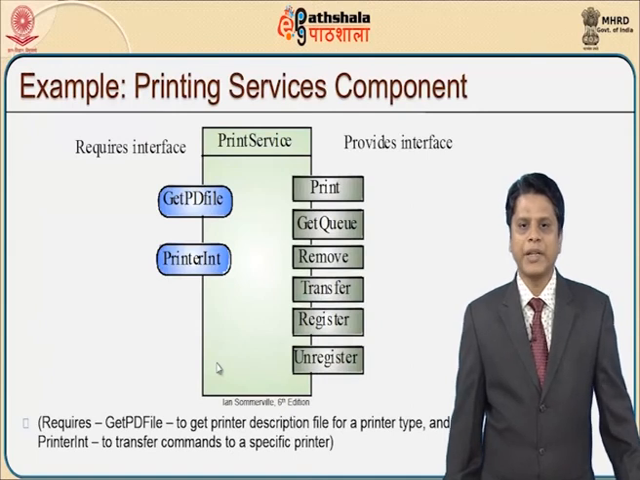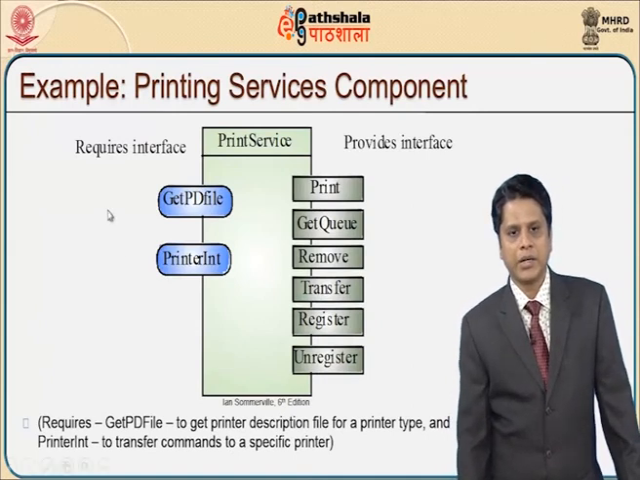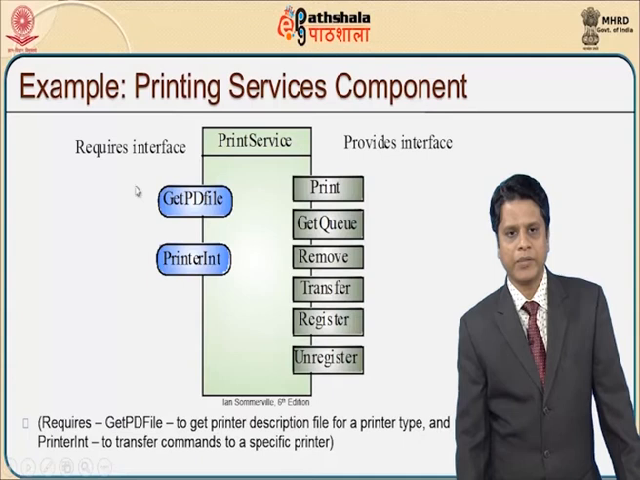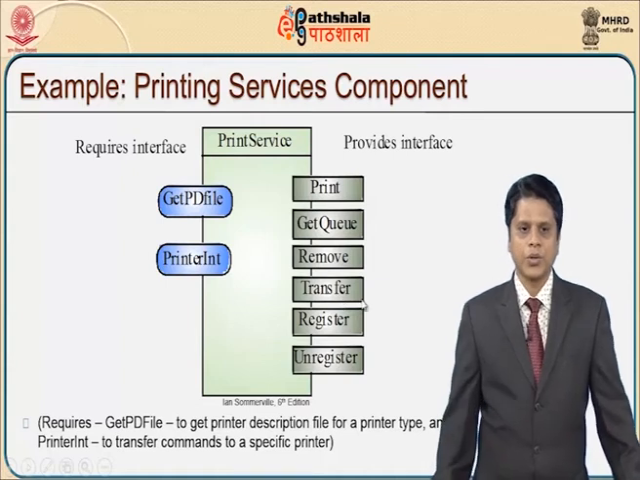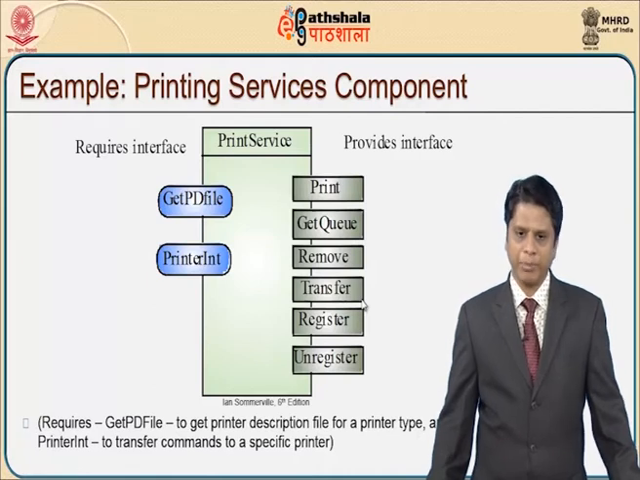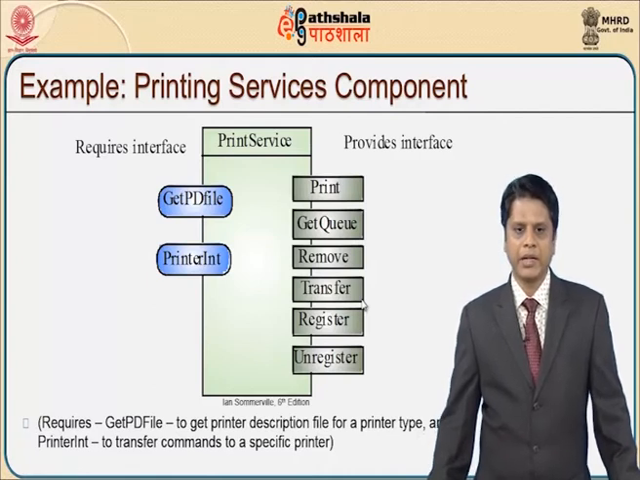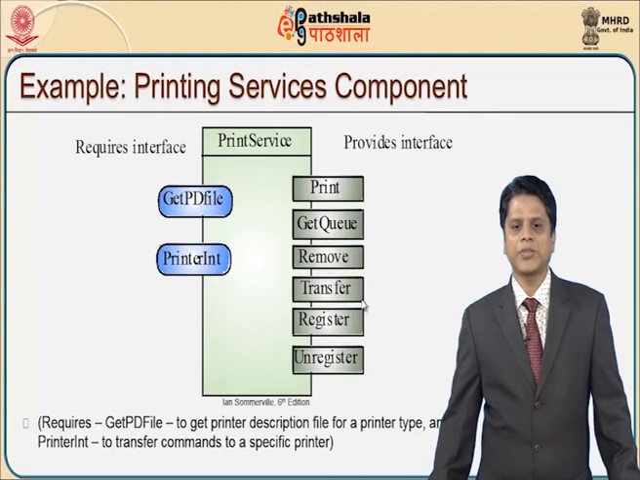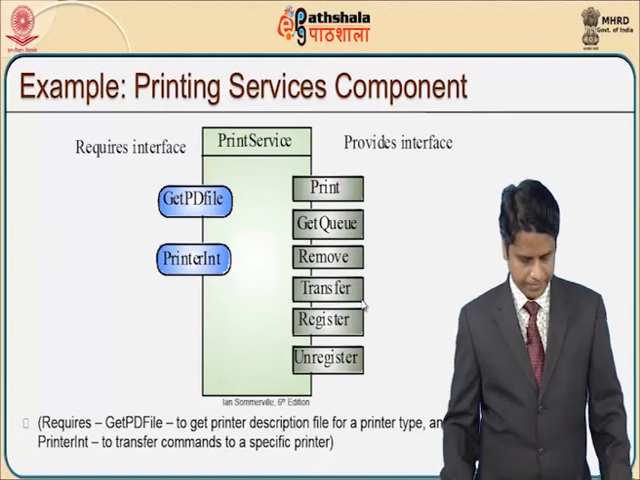So for this print services component, we have a requires interface which gets the PDF file or printer interface, and it provides services like print, get queue, remove, transfer, register and unregister. Requires get PDF file to get the printer description file for a printer type, and printer interface is to transfer commands to a specific printer.